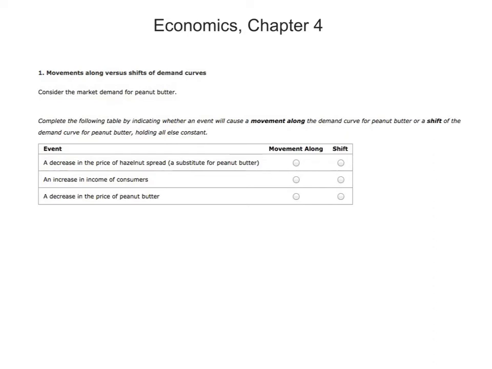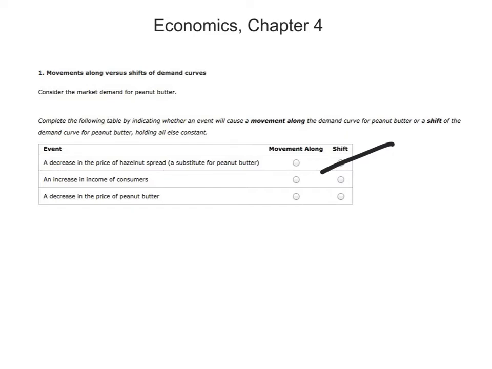So on this particular example, we're talking about the market demand for peanut butter. So what happens when the price of hazelnut spread, which is a substitute for peanut butter, decreases? So those two are substitutes. So that should imply to you that if hazelnut is cheaper, everybody's going to go buy more hazelnut spread. It doesn't matter what the price of peanut butter is, people are going to want less at every price. That's a shift in the demand curve for peanut butter.